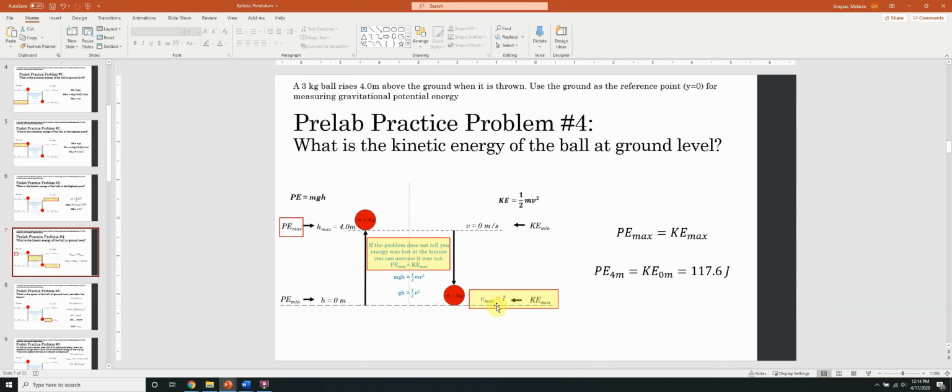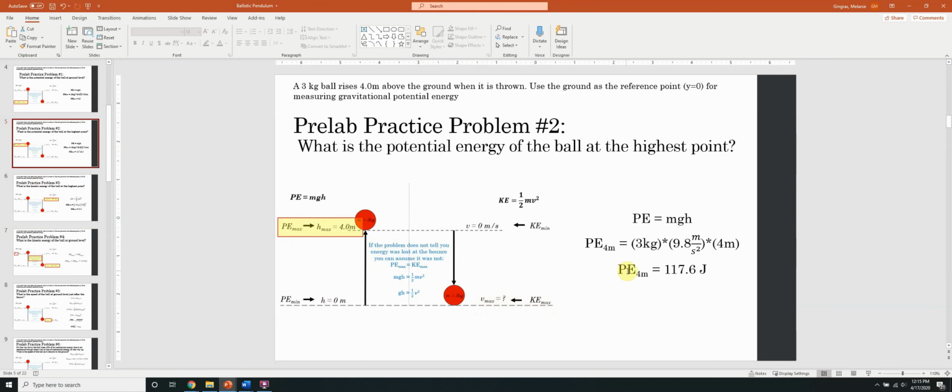Because down here, kinetic energy would be at a maximum. That's where velocity would be at a maximum, right? So that's why it would be its maximum value there. Well, we know that it's going to be equivalent to what our maximum potential energy was. And thankfully, we already calculated that in problem number 2, right? So in problem number 2, we got that our maximum potential energy was 117.6 joules.